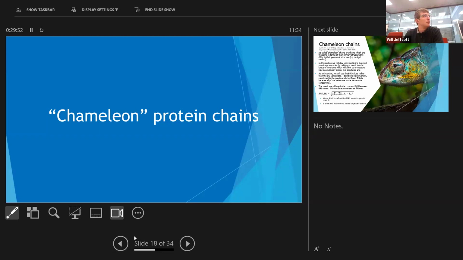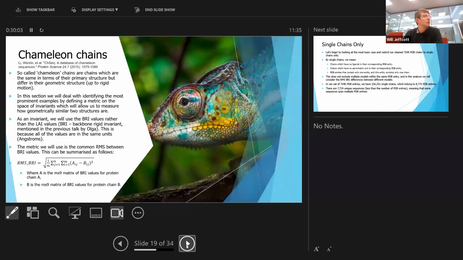So then, moving on from summarizing the distributions of the LAI invariants, we move to consider chameleon protein chains. The word chameleon was originally referenced in this paper, a database of chameleon sequences within protein science.